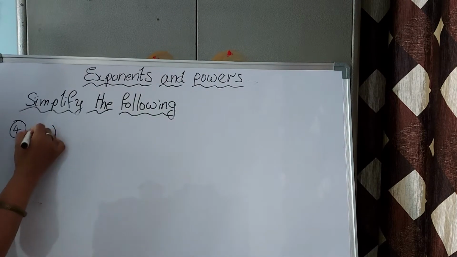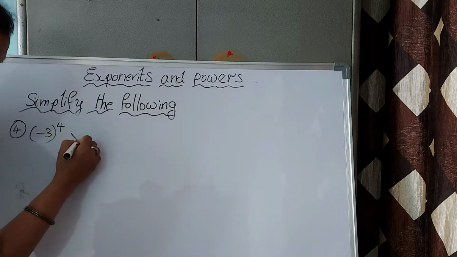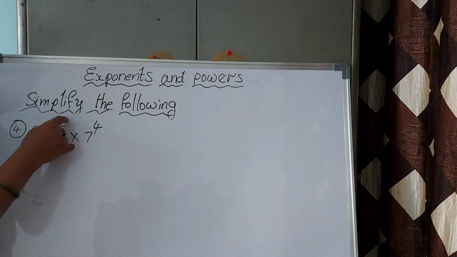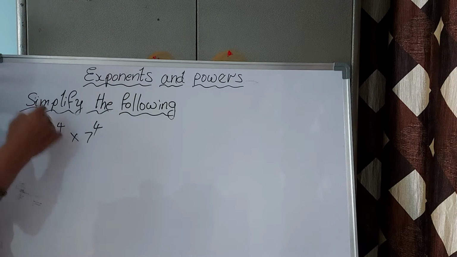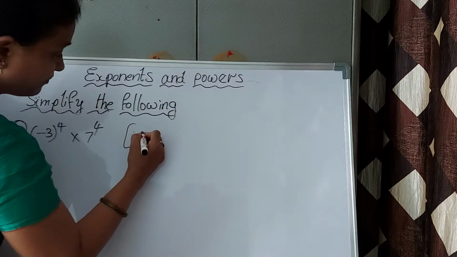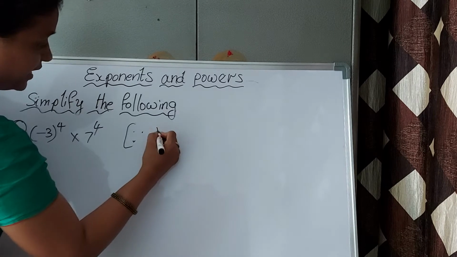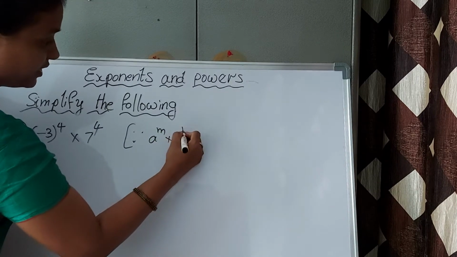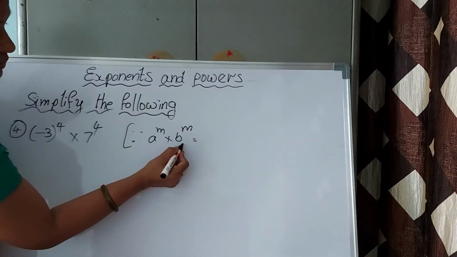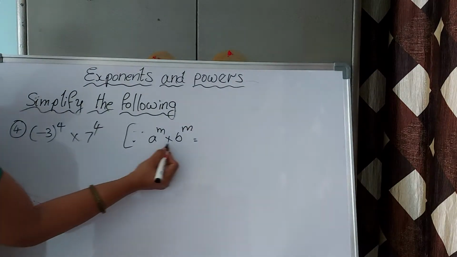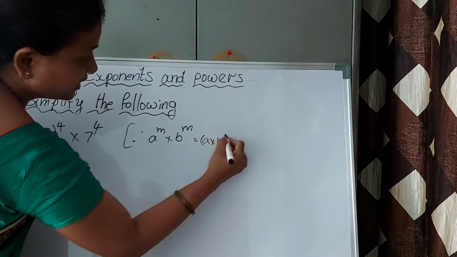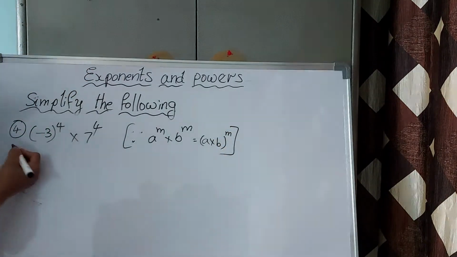(Minus 3) whole power 4 into 7 power 4. See this one? Here powers are the same. Powers are the same means immediately which formula? A power m into b power m. Powers are the same, but here the bases are different. So (ab) whole power m. You have to use this formula.